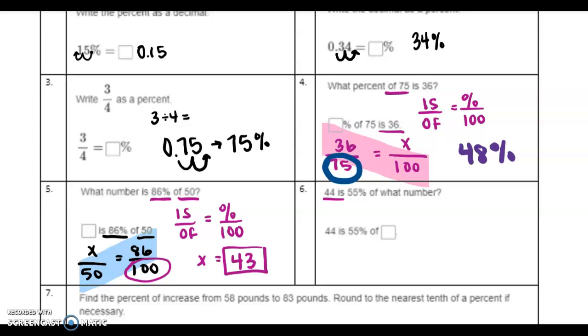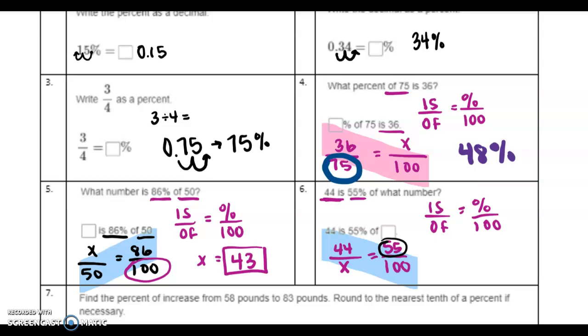44 is 55%, that has our percent sign, of what number? Again, we use is over of, which is equal to our percent over 100. So 44 is, so 44 will go on top. 55%, it has the percent sign, so that goes over 100. And then put a letter in the missing place. Multiply diagonally. And then we divide by our third number. So we get that x equals 80.